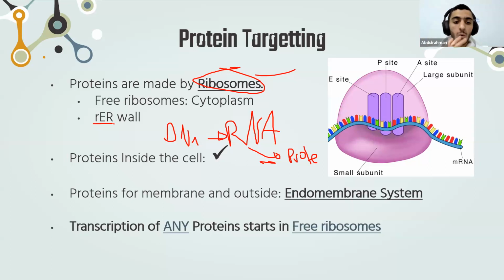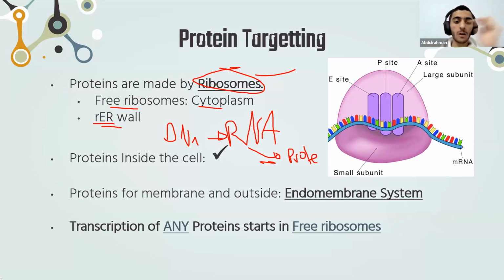Now, what is the difference between the free ribosomes and the ones found on the endoplasmic reticulum? The difference is that the endoplasmic reticulum synthesizes the proteins that are going to be sent outside the cell, right? Is this clear? Just remember this: the endoplasmic reticulum synthesizes proteins to be sent outside the cell, so this is why it needs its own ribosomes. The free ribosomes synthesize proteins inside the cell, and this is why they're found in the cytoplasm.